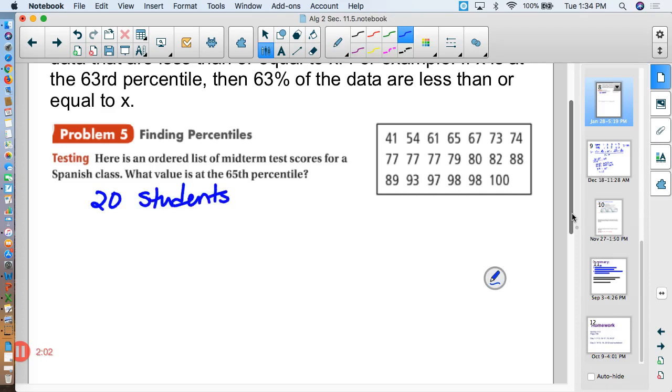What we're going to do is find the 65th percentile for that. So we're going to take 65% of that 20. 65% could be written as 0.65. What is 65% of 20? So that tells me, of those 20 scores, the 13th number in my list will represent my 65th percentile score. So I need to find the 13th number.